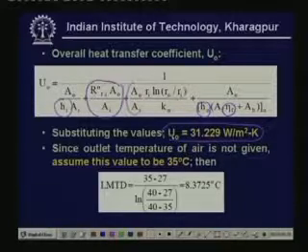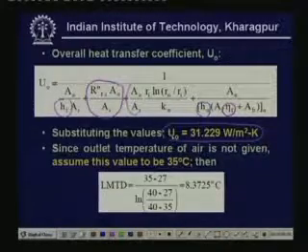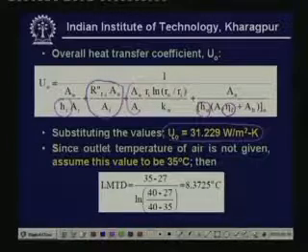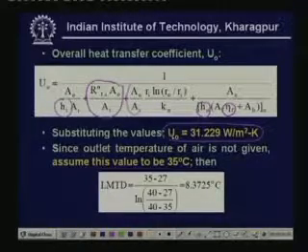Now we have to find out the LMTD, because we have to find out the area. Again we have to do some trial and error here, because we know neither the outlet temperature of air nor the mass flow rate of air. Since we do not know these two parameters, we cannot calculate the LMTD directly. So we have to assume either the mass flow rate or the outlet temperature. It is all the same, but let us assume the outlet temperature of air.